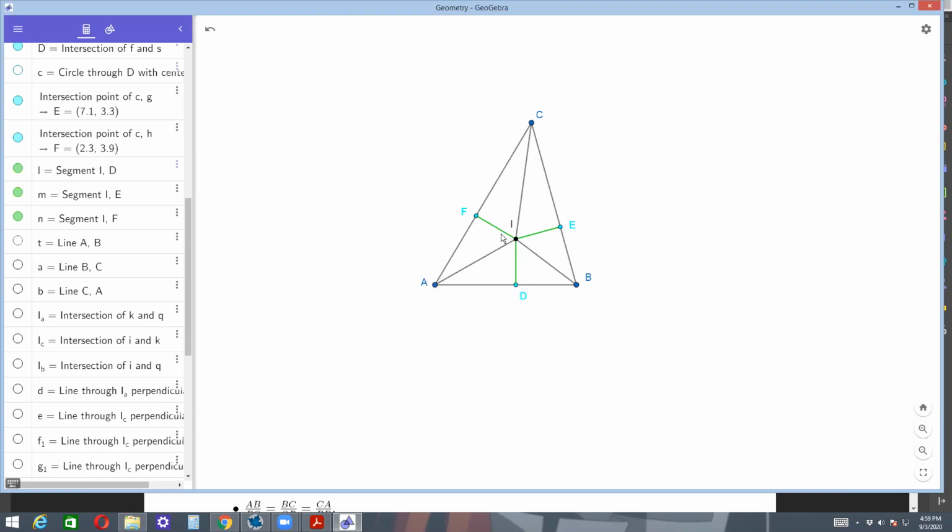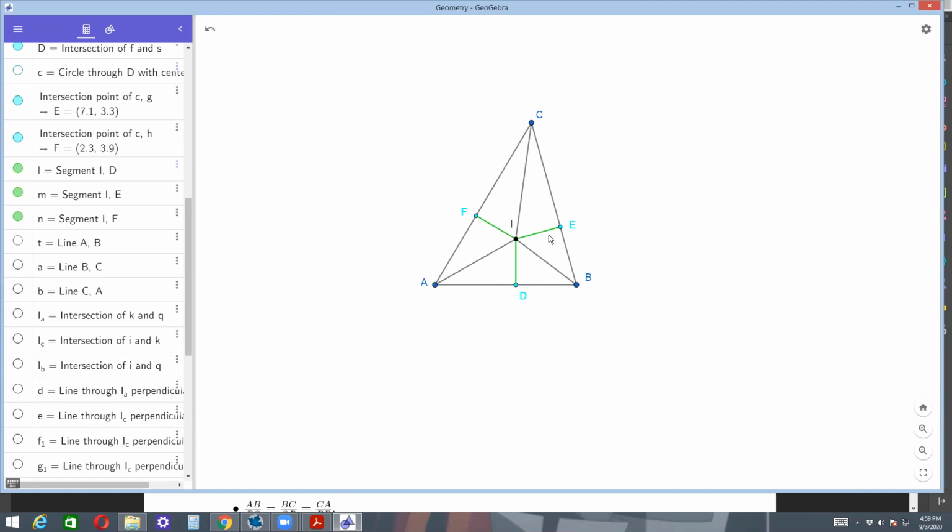Is that clear? All right, so DI is equal to FI. We could do the same thing across here. If I let angle EBI be beta, then angle DBI is also beta. But this angle here is 90 and this angle here is 90, so both of these are 90 minus beta.